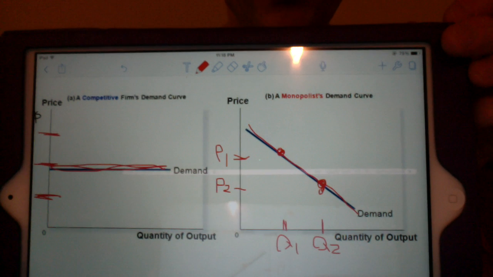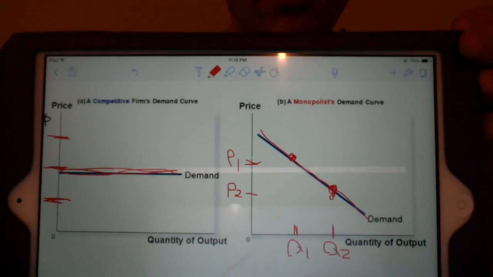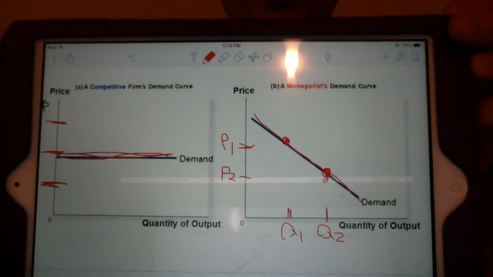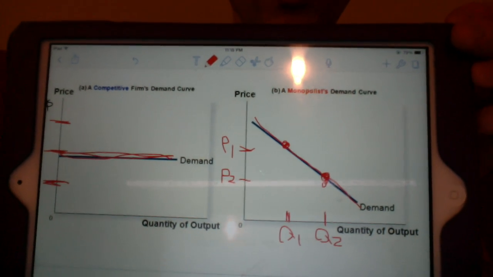So you can pause here and take these down. I'm also going to upload the annotated notes as a separate PDF file, so it'll be in the chapter on monopoly and the unit on business decisions. So let's go to the next slide.